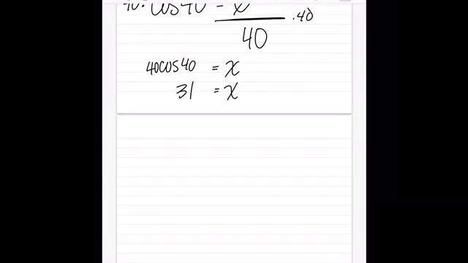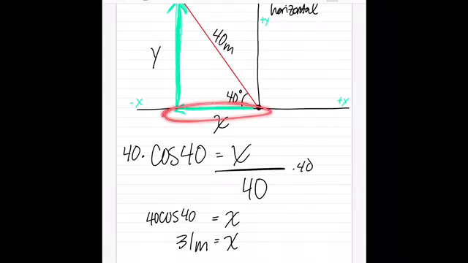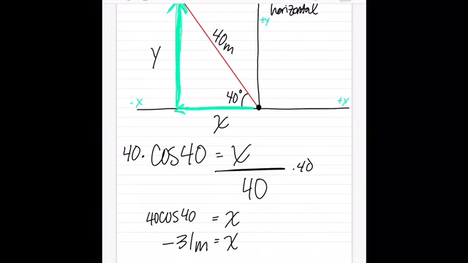31 meters. Now remember that you've got to have direction because these are vectors technically. You've got to have direction. So this is where this value is going to go. Now, we said that this was in the negative x direction. So we are going to put in negative 31 meters. There's my direction. Now, let's go ahead and do y.